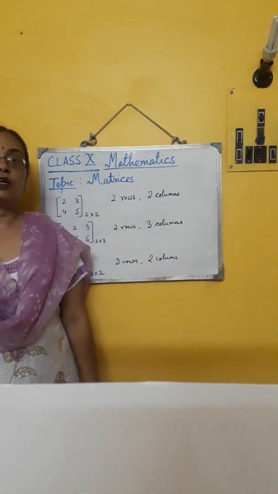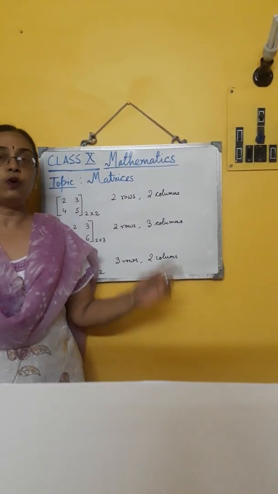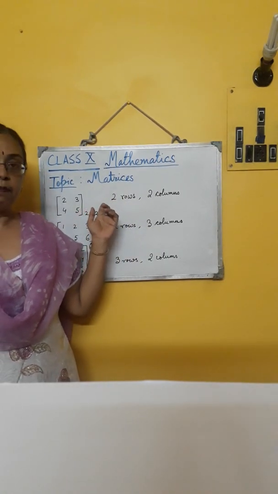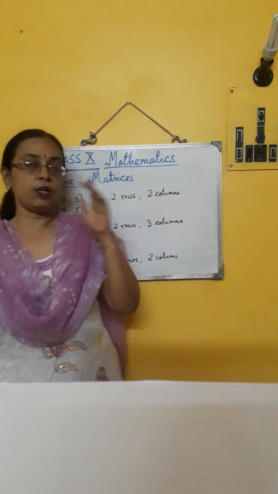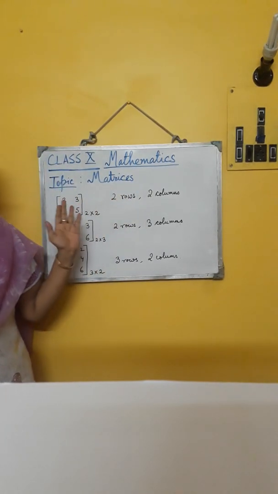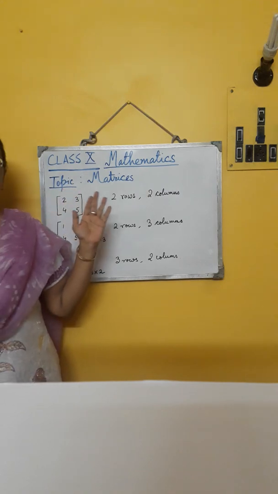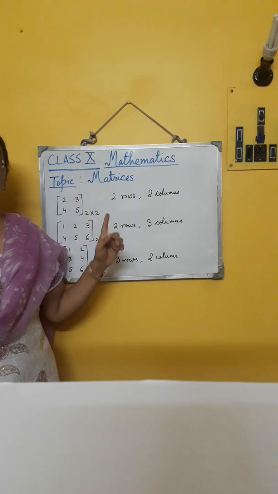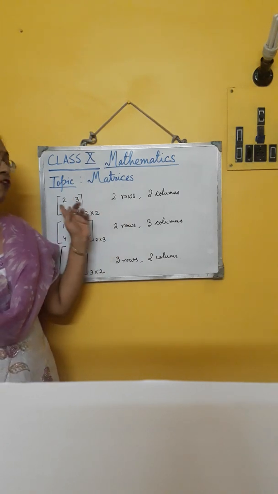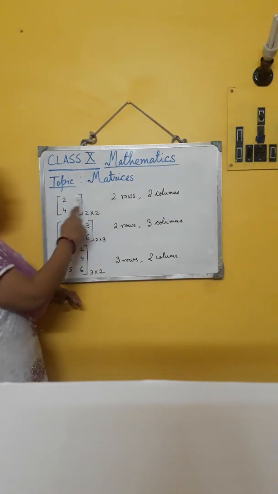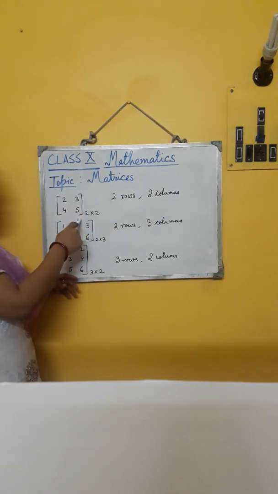Welcome students. Today we are going to do matrices, an important chapter of class 10. First of all, you have to understand what matrices are. Actually, a matrix is a rectangular arrangement of numbers in the form of rows and columns. Now these are rows and these are columns.